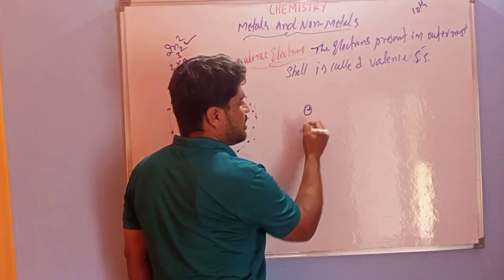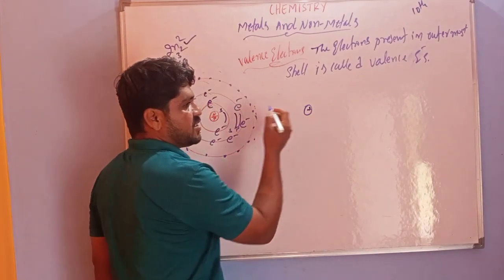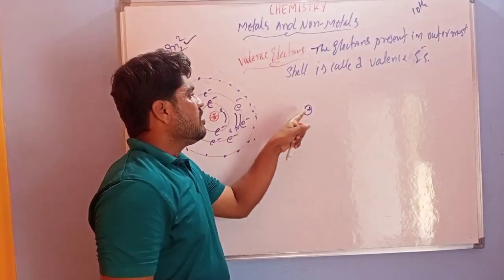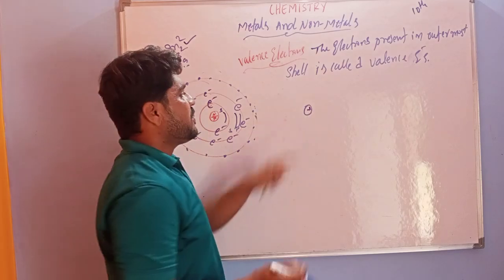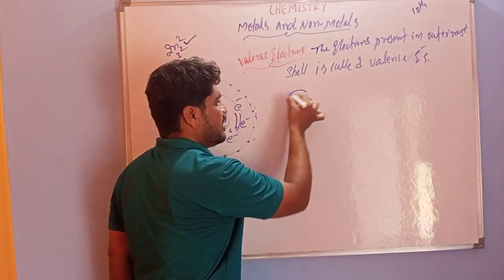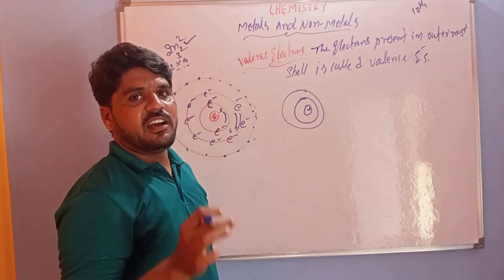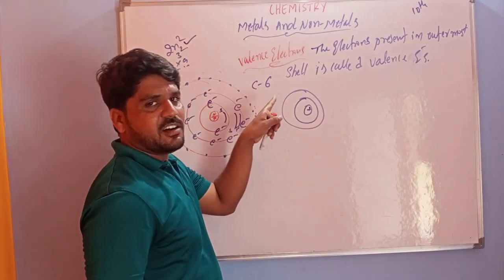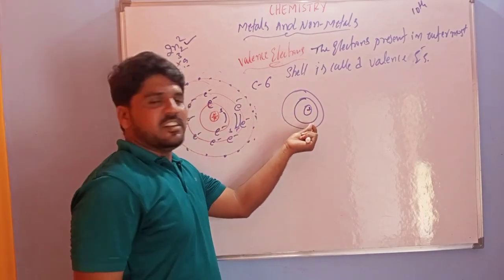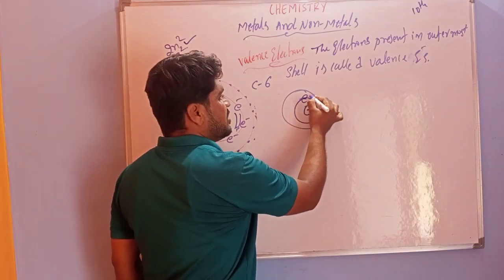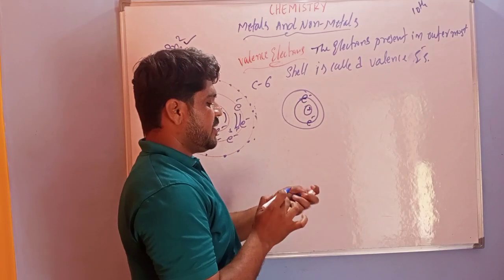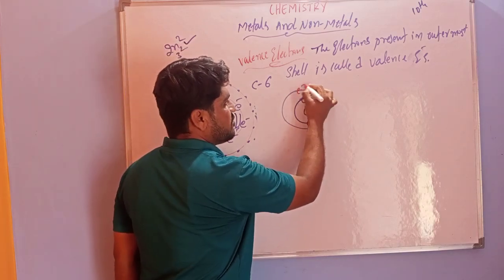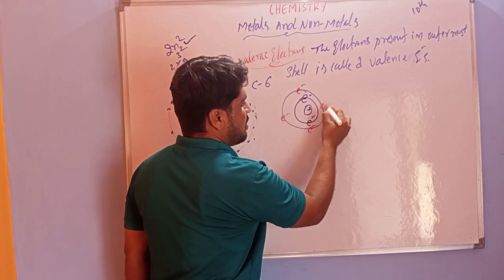Okay. This is the nucleus. The nucleus is positively charged. Why? Because the charge of the proton is positive and the charge of the neutron is 0. So the charge of the nucleus is positive. And then this is the first shell, this is the second shell. I am taking a simple element, carbon. The atomic number is 6. In this 6 we have to fill the electrons in the shells. In the first shell, how many electrons? 2 electrons. The remaining 4 electrons you have to fill in the second shell: 1, 2, 3 and 4.